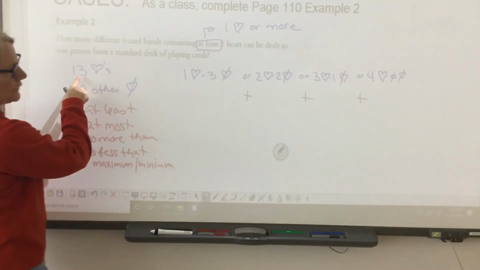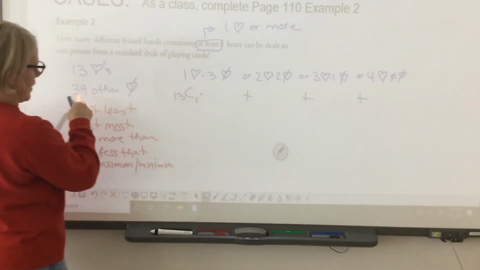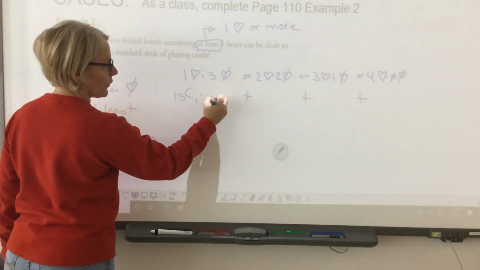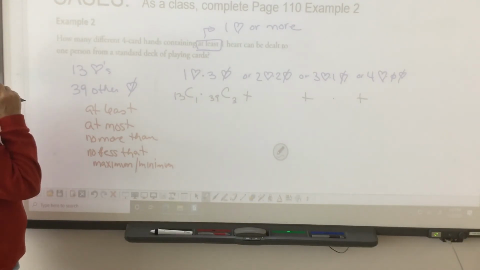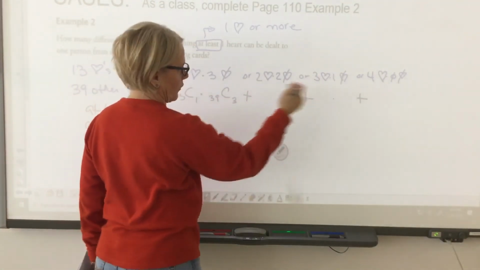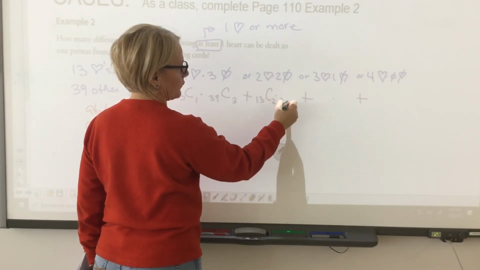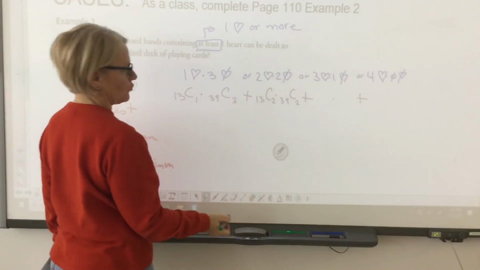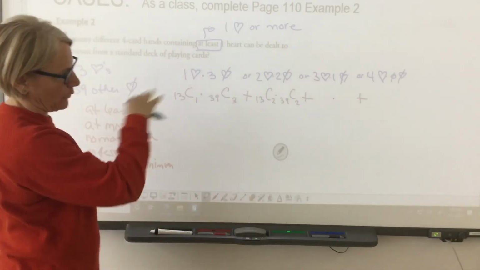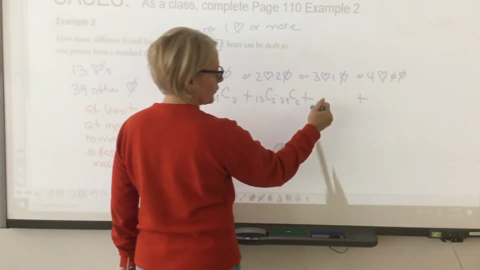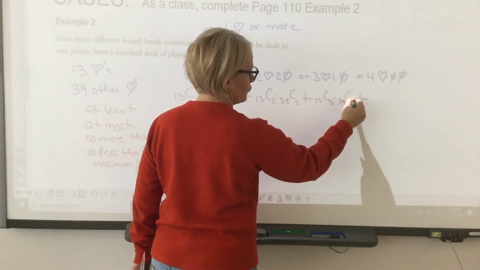Okay, so I know I have 13 hearts, and I'm going to choose one of them, and then I'm going to have 39 other non-hearts, and I'm going to choose 3 of them. And then I can set that up, do that for each of those. So 2 hearts, so I have 13. This time I'm going to choose 2, and out of the 39, I'm going to choose 2. So just keep yourself straight. That's why I lay it out there at the top so that I can see what I'm choosing. Then I have 13, I'm going to choose 3 hearts, and then 39, choose 1.